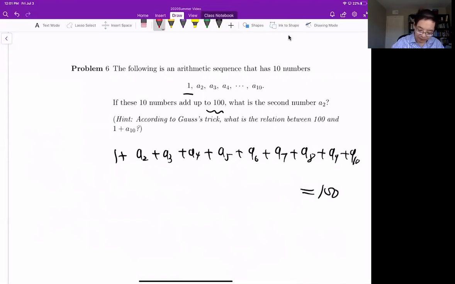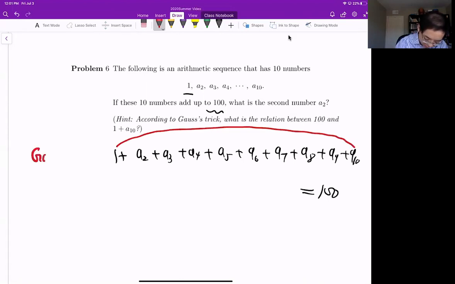Okay, so let's recall. If we have an arithmetic sequence, how do we calculate the sum? We use the Gauss trick. Now, the Gauss trick is basically you can do pairings. We have different ways to do it. You can just do pairing directly, or reverse the order. Either way, it doesn't really matter. So here, let's just do the pairing together.